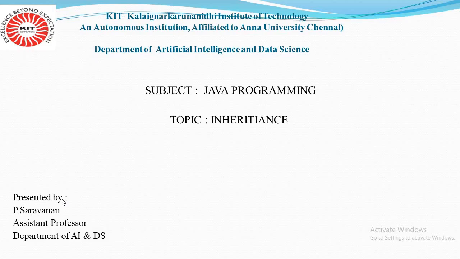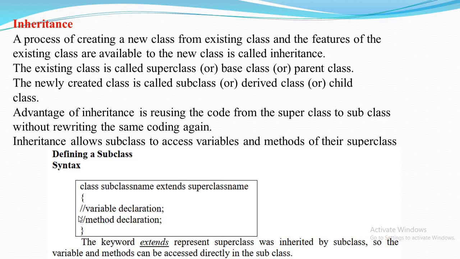In this session, we will explore one of the core concepts of object-oriented programming, inheritance. Inheritance is a process of creating a new class from an existing class, and the features of the existing class are available to the new class. This is called inheritance.